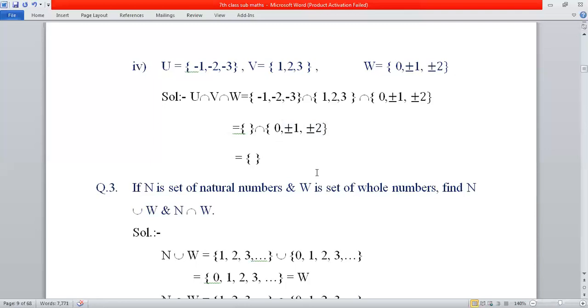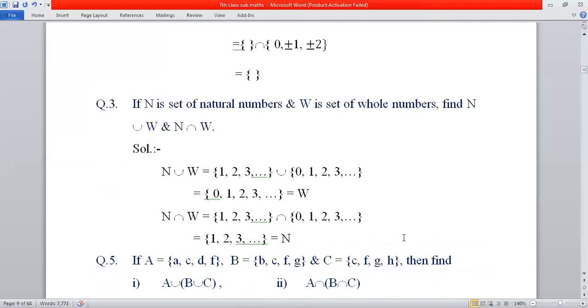Now, this fifth part is your assignment. You will try it, you will do it by yourself. And at the end, inshallah, I'll mention the parts and the questions which you will do as an assignment. Now come to question number 3.